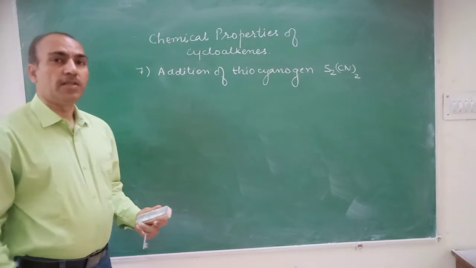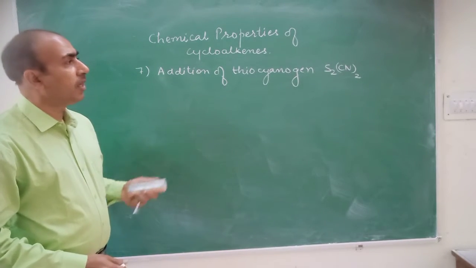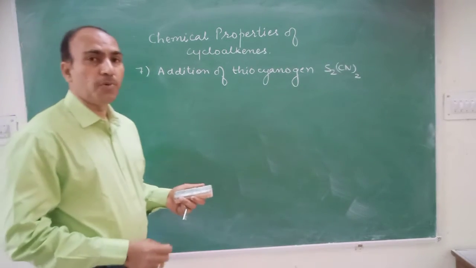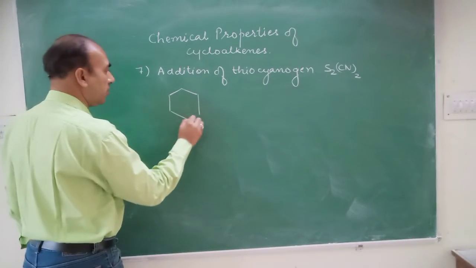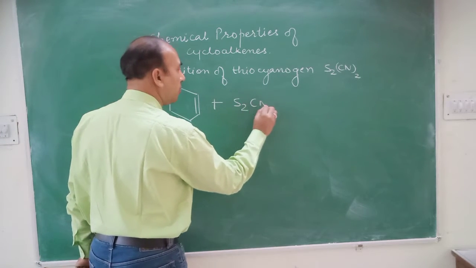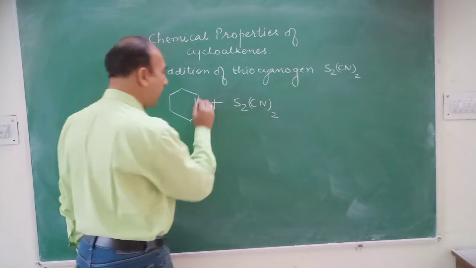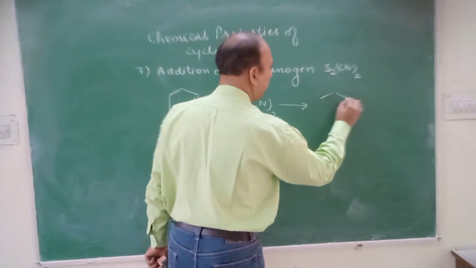Today we will study some more chemical properties of cycloalkene, addition of thiocyanogen, (SCN)2, on cyclohexene. See, this is cyclohexene. When we add thiocyanogen, it is added on this double bond and the bond gets saturated.